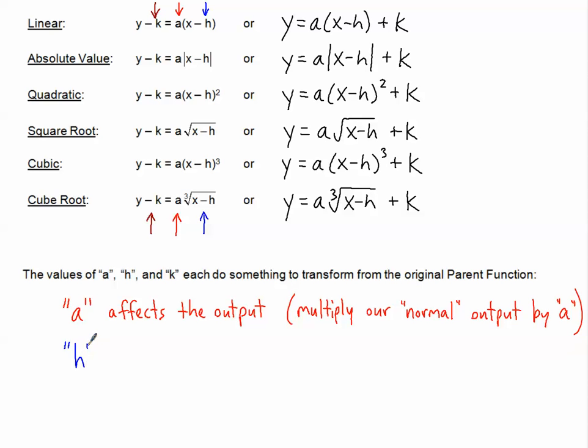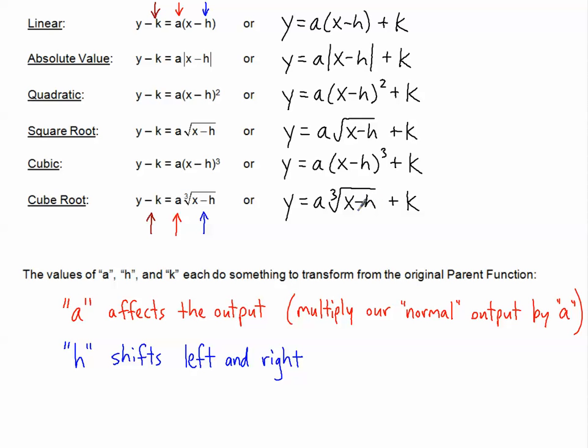H shifts our graph. And like I already said, H for horizontal. H shifts the graph left and right. If H is positive, then we're shifting to the right. If H is negative, then we're shifting to the left. Now watch out with H.